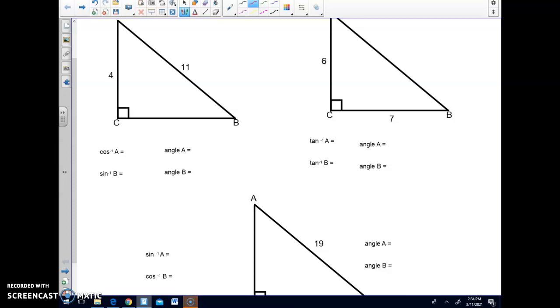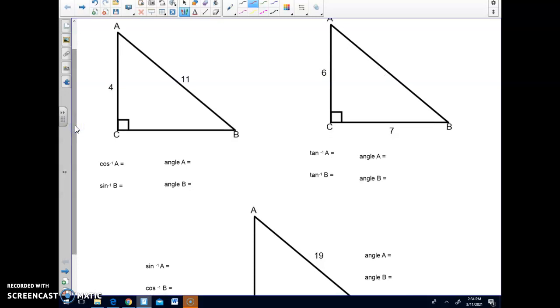Here's our review for your trig test. We're going to start by trying to find the measure of angles of our triangle. So here we have angle A. I'm giving the adjacent side and the hypotenuse. So adjacent over hypotenuse is 4 over 11, and it's inverse cosine.